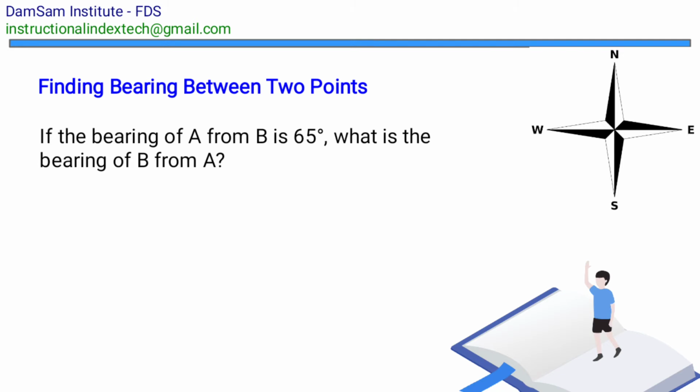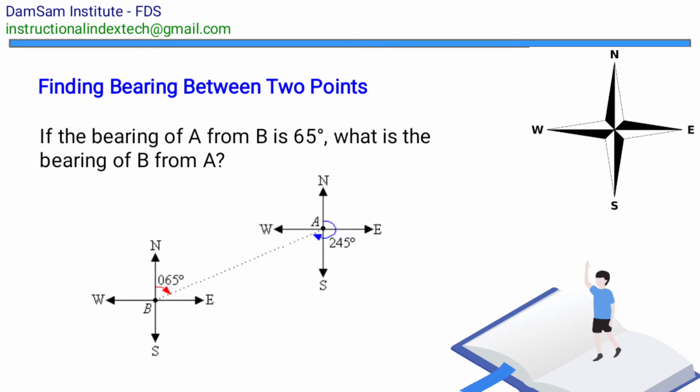Let's first consider this. If the bearing of A from B is 65 degrees, what is the bearing of B from A? Meaning that the bearing of A from B is 65 degrees. We're going to have point A, and we have the north, the south, the west, and the east. And we're going to draw an angle 65 coming from the north, moving clockwise, and that is going to form something of this nature. Look at that red arrow. That is 65 degrees.